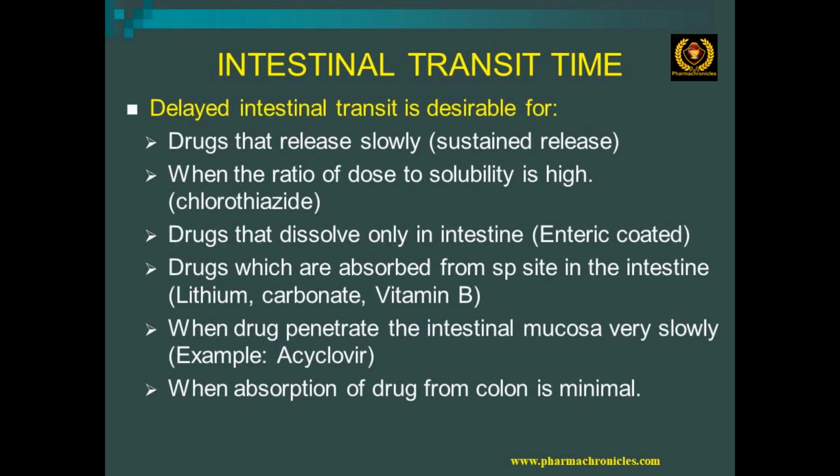Intestinal transit time. Delayed intestinal transit is desirable for drugs that release slowly, such as sustained release products. It is desirable when the ratio of dose to solubility is high, for example chlorothiazide, and for drugs that dissolve only in the intestine, enteric-coated. It is also desirable for drugs absorbed from a specific site in the intestine, like lithium carbonate and vitamin B. It helps when a drug penetrates the intestinal mucosa very slowly, for example acyclovir, and when absorption of the drug from the colon is minimal.